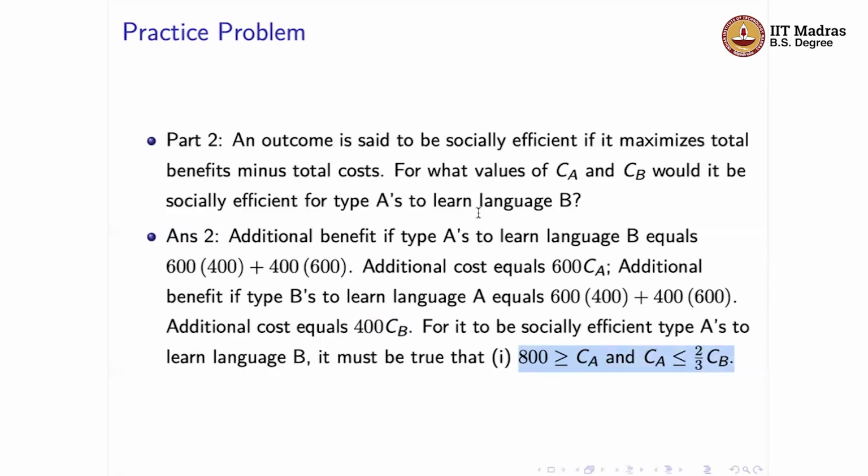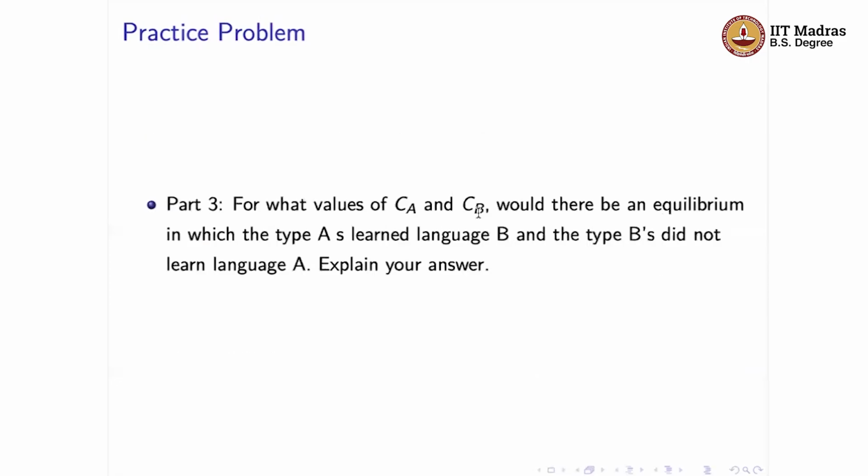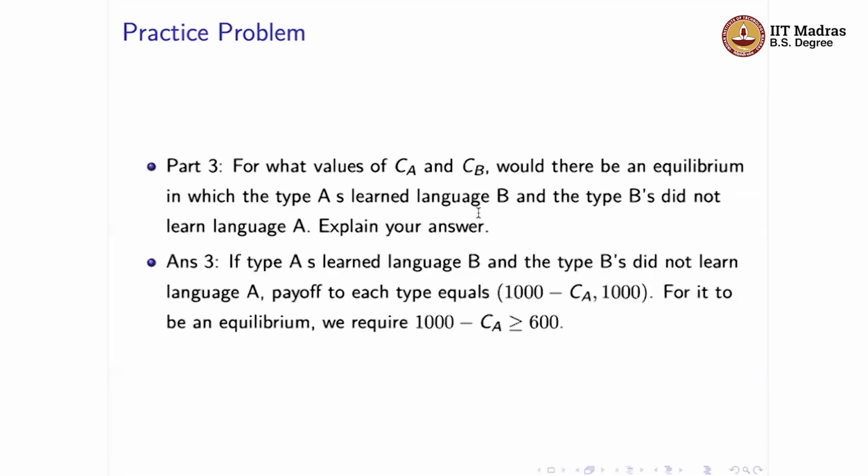So that's part two. Okay, so let's look at part three. Here the question is, for what values of CA and CB would there be an equilibrium in which the type A's learn language B and the type B's do not learn language A? Again, when we say equilibrium, we are thinking of Nash equilibrium. So first, again, think about what the payoff is in this case. If type A's learn language B and type B's do not learn language A, the payoff for each A person would be 1000 minus CA.